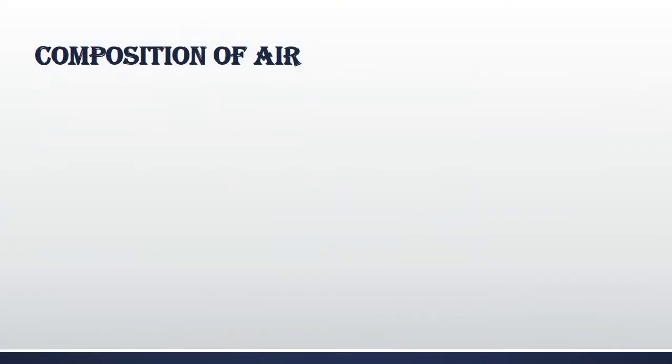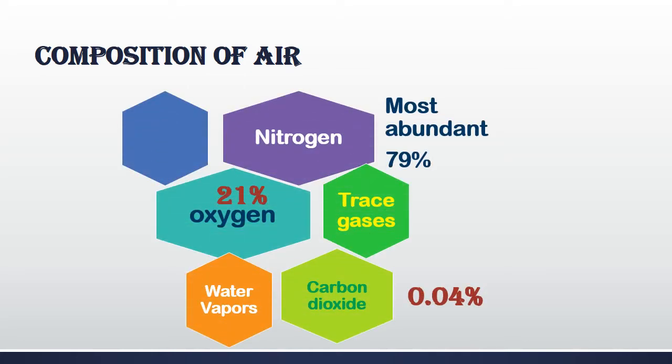As all of us know that air is a mixture of different gases. Let's see what type of gases are there in this mixture of air. Air has 79% nitrogen, 21% oxygen, 0.04% carbon dioxide gas. Some of the trace gases and water vapors are also present in the mixture of air.